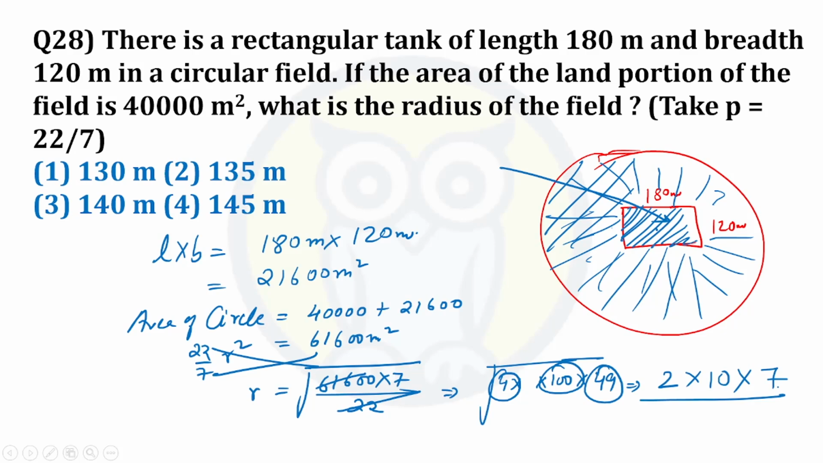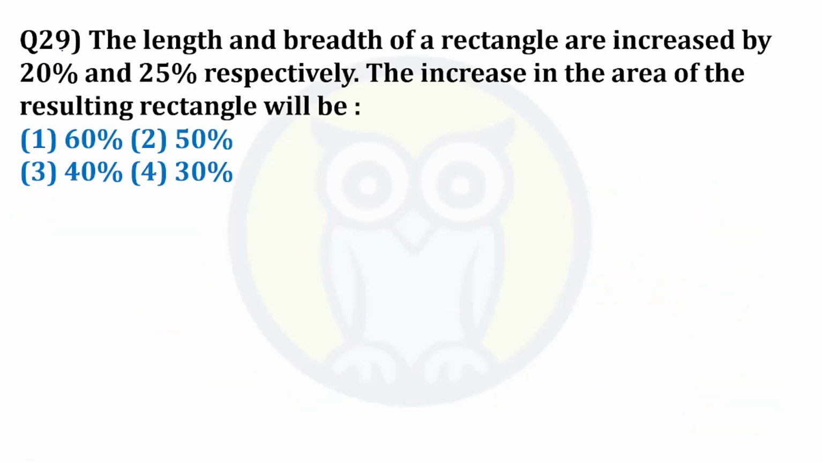So multiply, 2 into 10 is 20, 20 into 7. So the answer is correct. Question number 29.